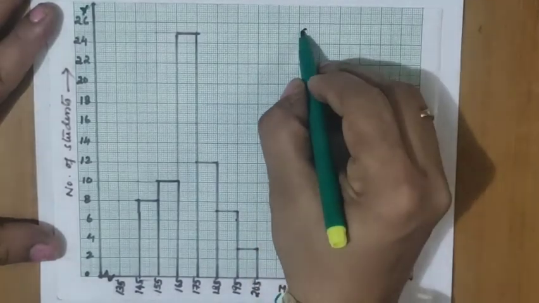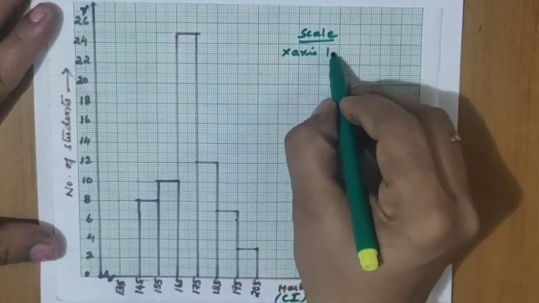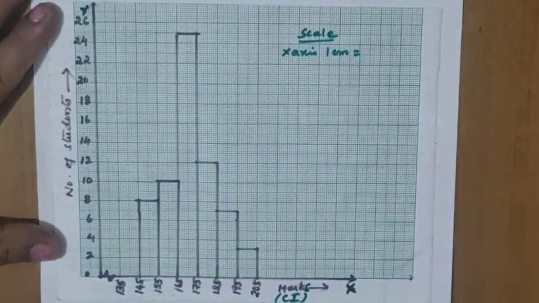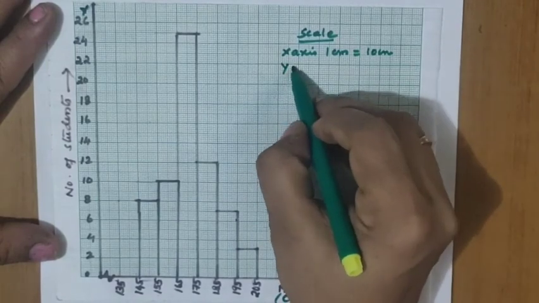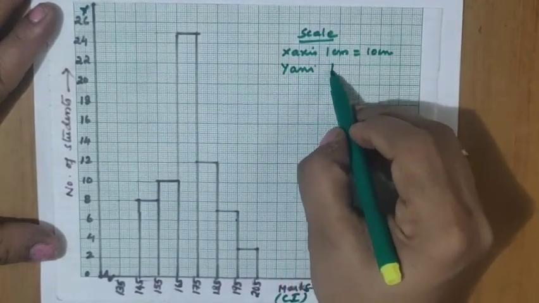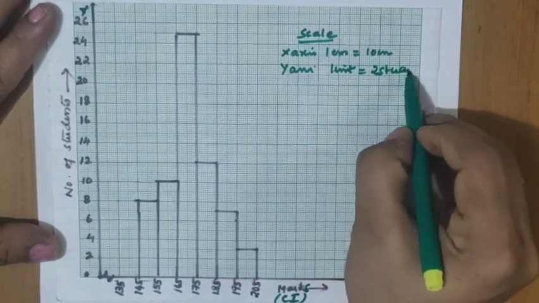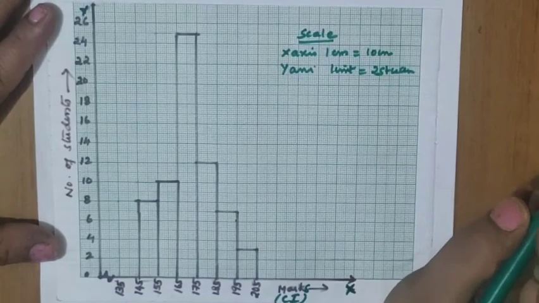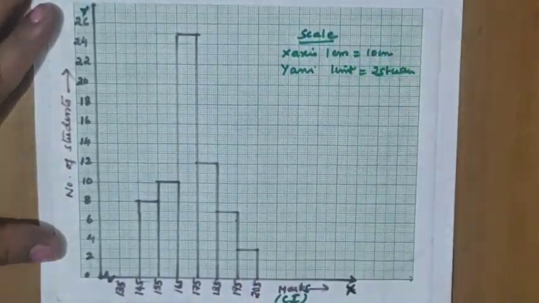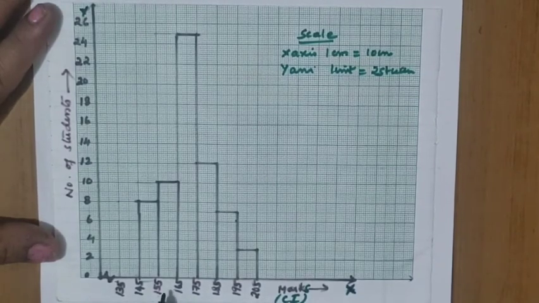Here I also have to write the scale, for both the axes. For the x-axis, what should I write? 1 centimeter equals, nothing is mentioned, so we can write 10 units. For the y-axis, it is frequency, so 1 unit equals, if it is students we should write 2 students, if it is fees we should write fees. Nothing is mentioned, so we can write 2 numbers. Both scales should be written correctly for the x-axis and y-axis. Again I have to say that this is a histogram with uniform width of class interval.